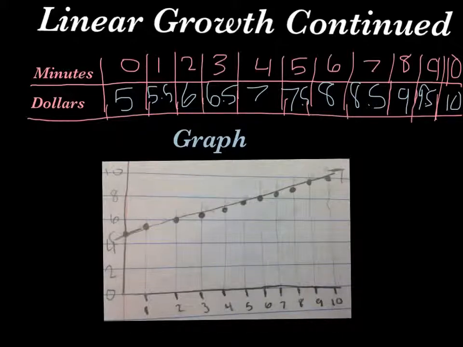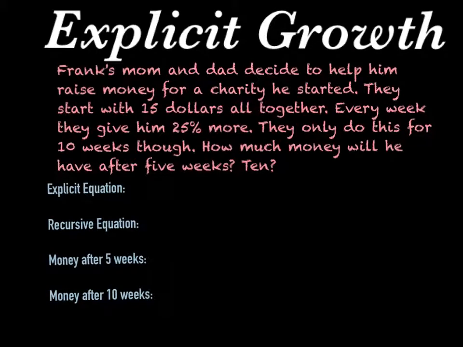The graph is a straight line because it is linear. For exponential growth, the problem is: Frank's mom and dad decide to help him raise money for a charity he started. They start with $15 altogether. Every week they give him 25% more. They only do this for 10 weeks though. How much money will he have after 5 weeks? 10 weeks?